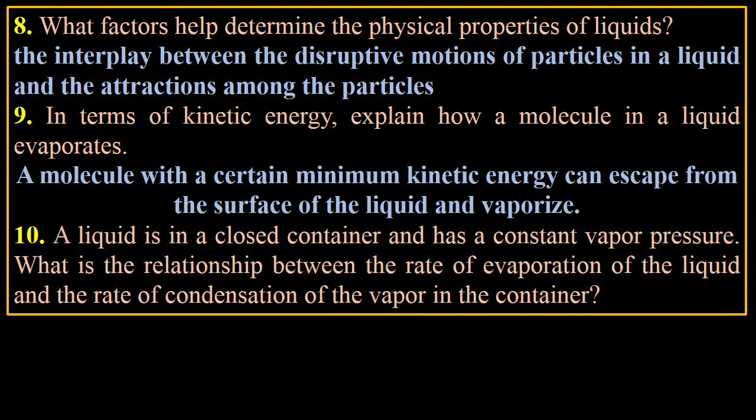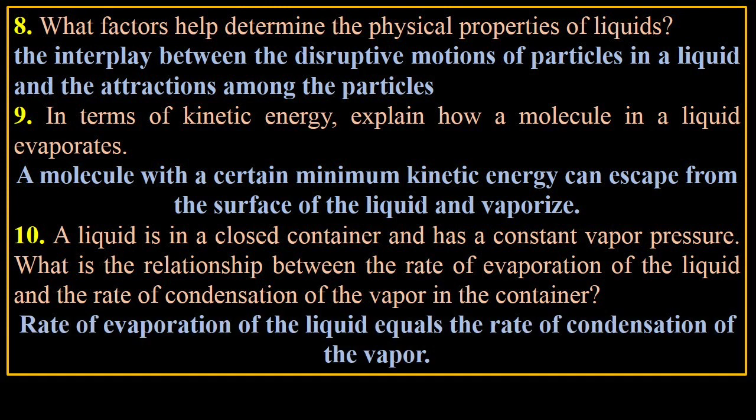A liquid in a closed container has a constant vapor pressure. What is the relationship between the rate of evaporation of the liquid and the rate of condensation of the vapor in the container? The rate of evaporation of the liquid equals the rate of condensation of the vapor. There's going to be an equilibrium set up.